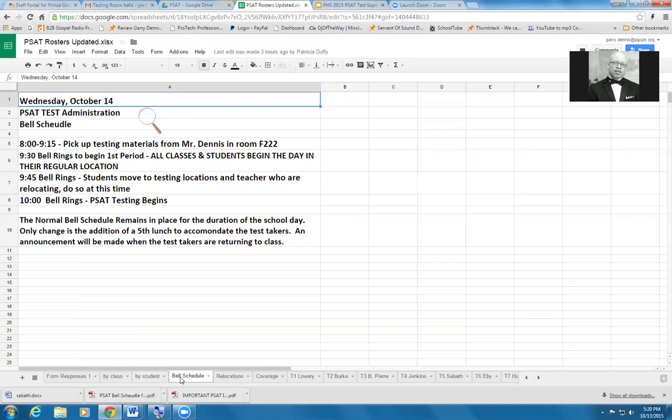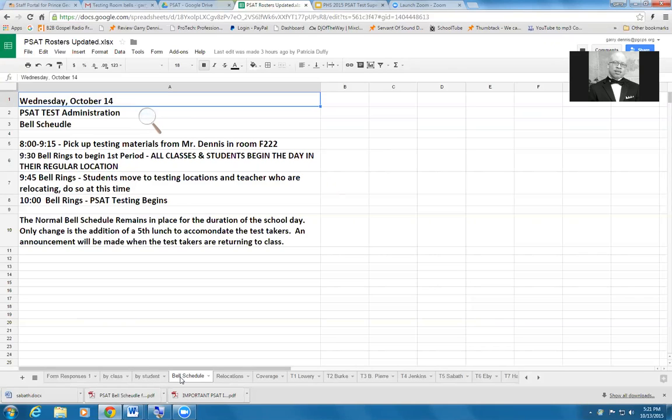All test administrators will pick up the test materials between 8 and 9:15 in the testing office, room F222. Once you have done that, we're going to begin the day. At 9:30, the bell will ring, and all classes and students will report to their first period class, because that's where we're going to take attendance.